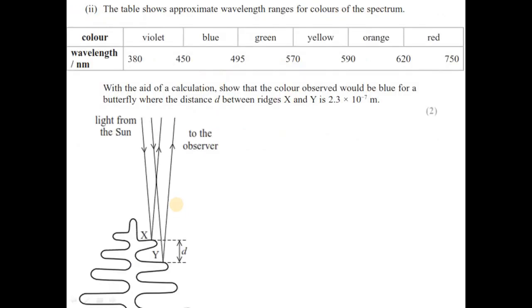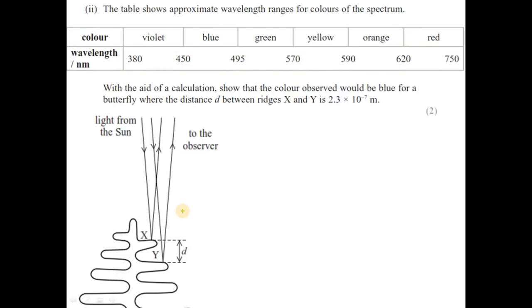The table shows approximate wavelength ranges of the colors of the spectrum. With the aid of a calculation, show that the color observed would be blue for a butterfly where the distance d between X and Y is 2.3 × 10⁻⁷ meter. So this is the distance d, which is given as 2.3 × 10⁻⁷. Now you need to figure out what the path difference should be. The ray coming to Y is taking more distance. So coming in, this is d, and going out is d.